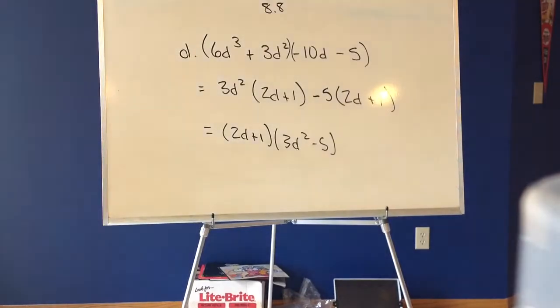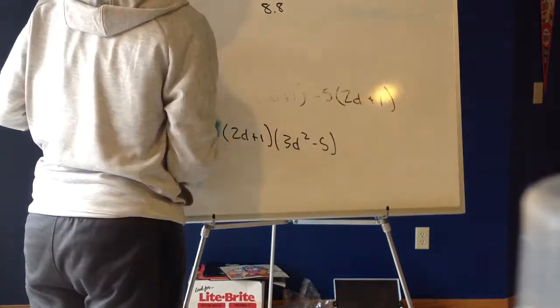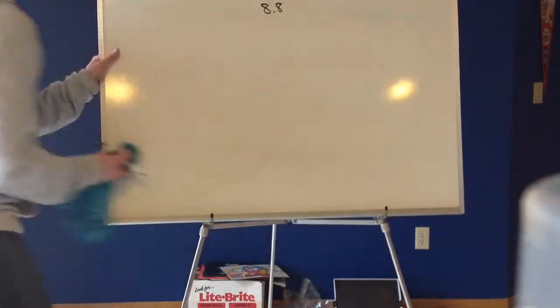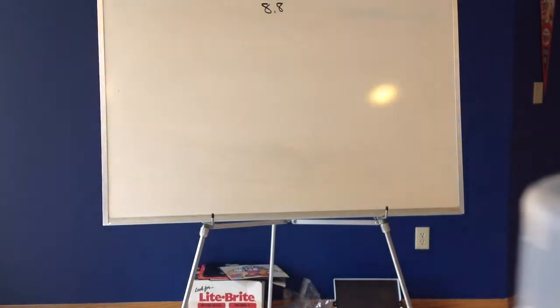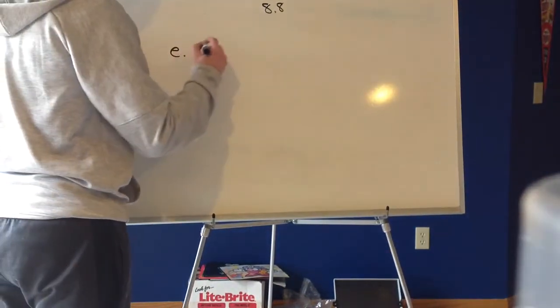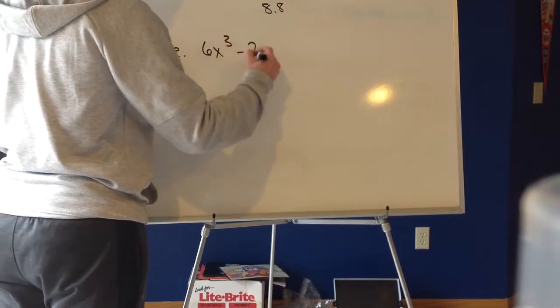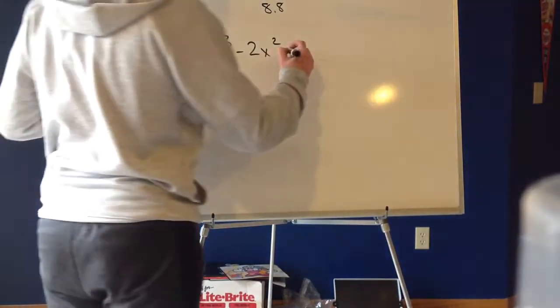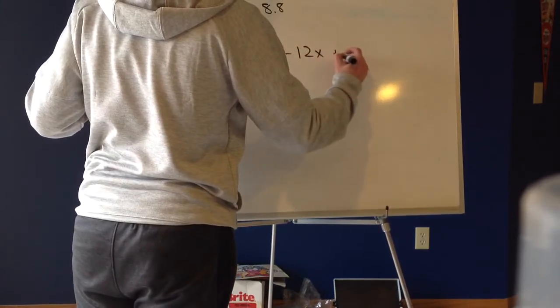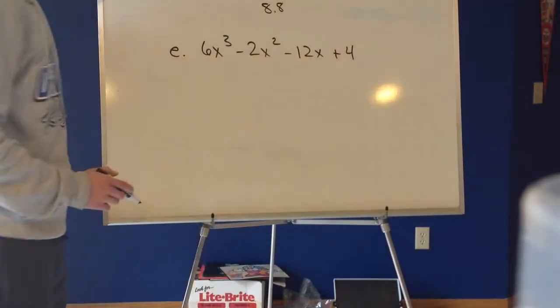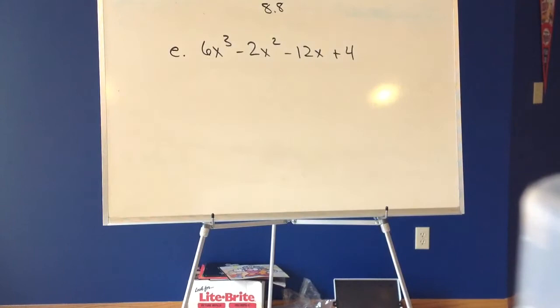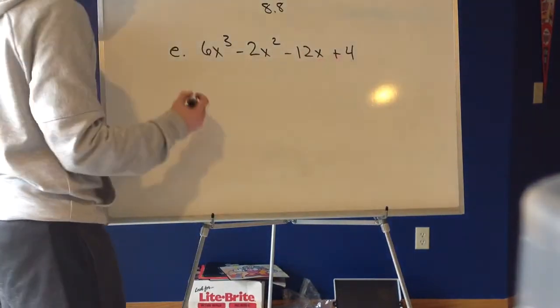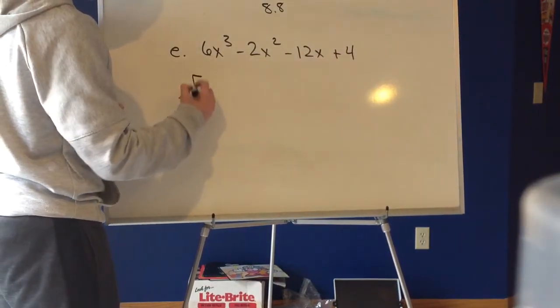All right, let's go ahead and do that one more time here just to make sure we understand that. So for E, we have 6x to the third minus 2x squared minus 12x plus 4. Again, you look for an overall GCF. You actually do have one here, so you want to make sure you take that out first. You have a 2, so I'm going to take out a 2.